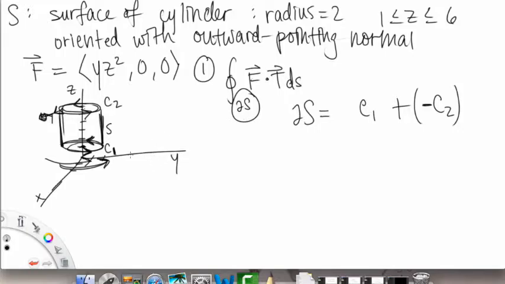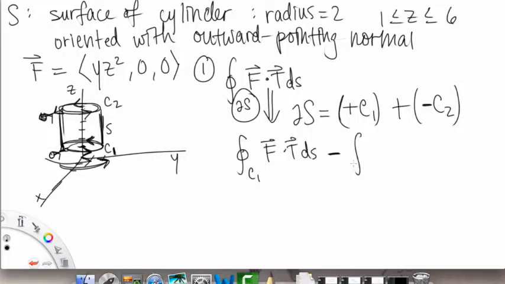Okay, so now let's look at C1. Say you're a person down here, walking along the direction of the arrow, and the surface is on our left-hand side, so we are good and we can remain positive with C1. So this integral is going to be equal to the line integral over C1 of f dot t ds, minus the line integral over C2 of the same thing. This is basically what we're going to have to compute for part 1.